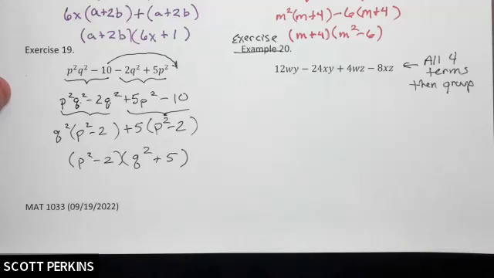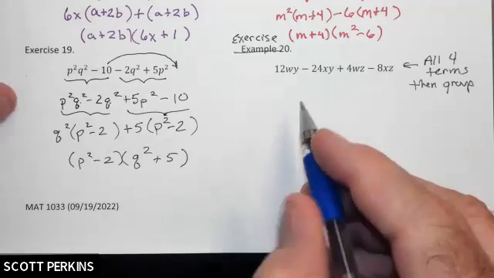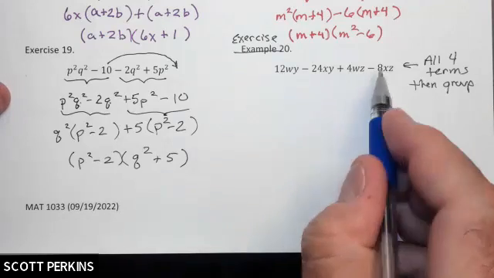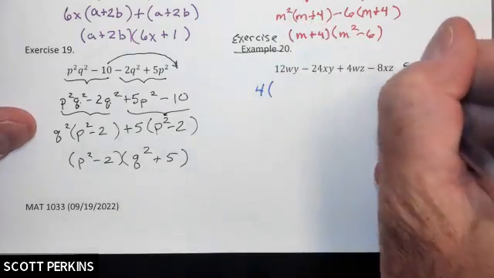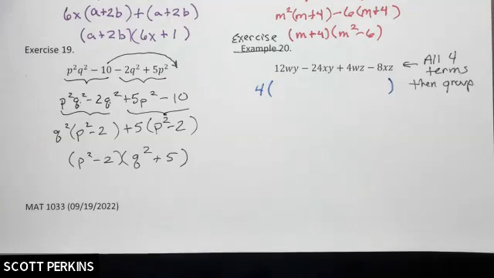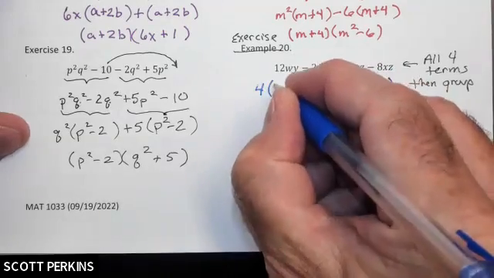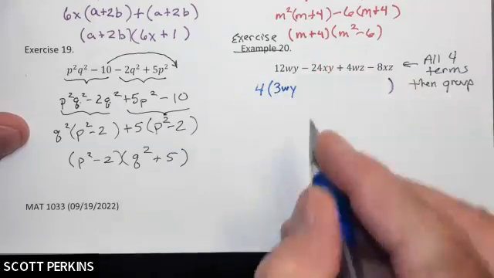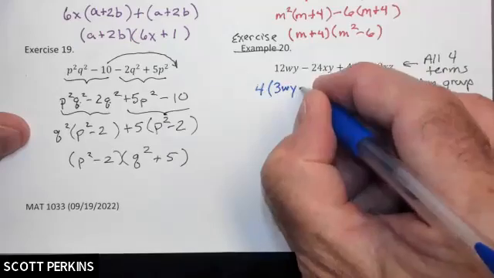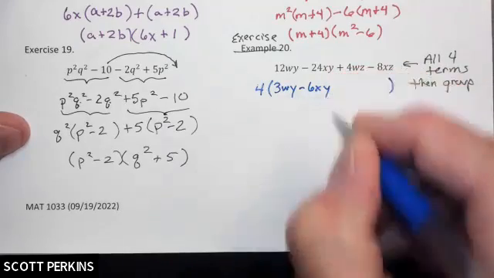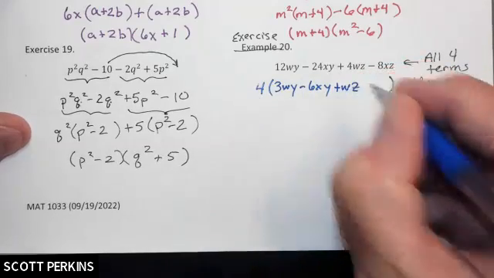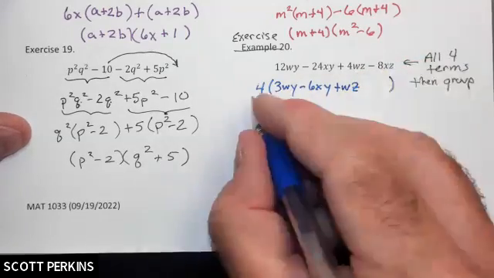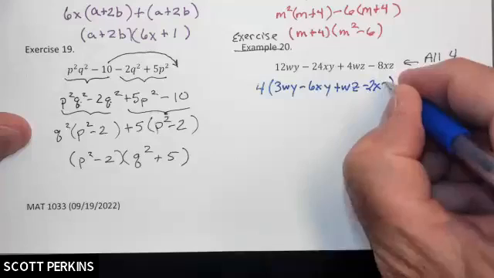All right, so just for time's sake, because I know I've got a test to give back to you, first thing I notice is I can take a 4 out of every term. So I'm going to do that first. Always want to work with the smallest possible numbers. So 12 divided by 4 leaves 3wy. Negative 24 divided by 4 leaves me negative 6xy. 4wz divided by 4 leaves me wz. And then negative 8xz divided by 4 leaves me negative 2xz.